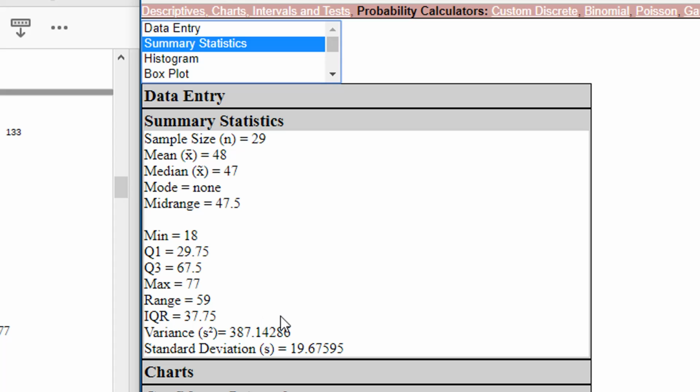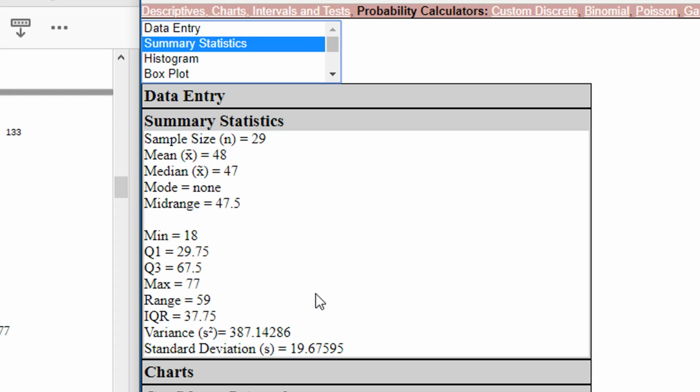The IQR is the interquartile range. That's the range from Q1 to Q3. It says 37.75, so there's a range. That's how far the 25th and the 75th percentiles span. So the middle 50% spans a range of 37.75.